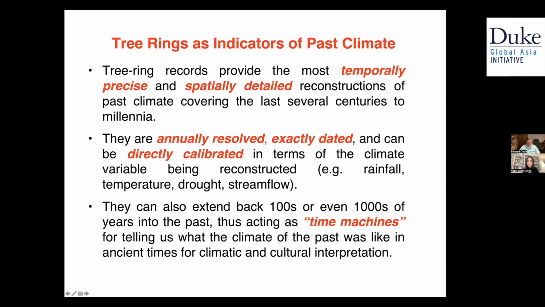And trees can also live for hundreds or even thousands of years. The oldest living tree in the world known currently is over 4,800 years old, a Bristlecone pine growing in the White Mountains of California. So the fact that these trees have such a long record of environmental and climatic history in the ring widths means that, in effect, they're acting as time machines for telling us what the climate of the past was like in ancient times for climatic and cultural interpretation.